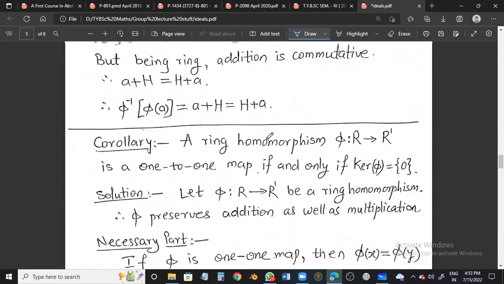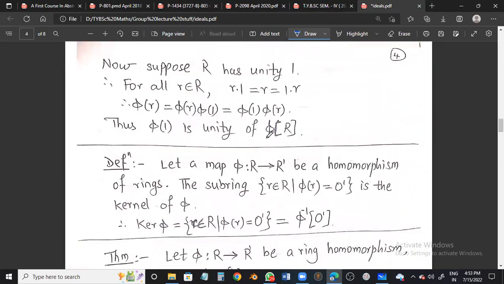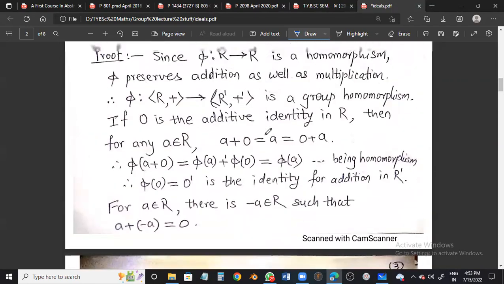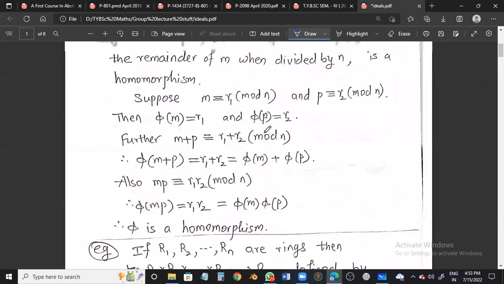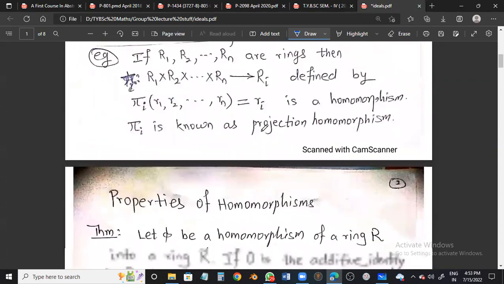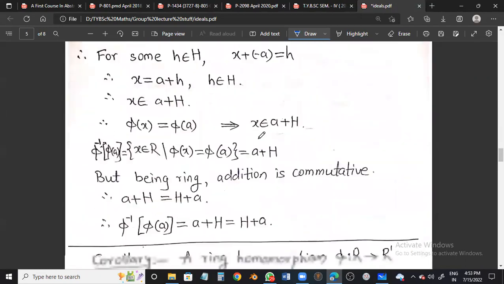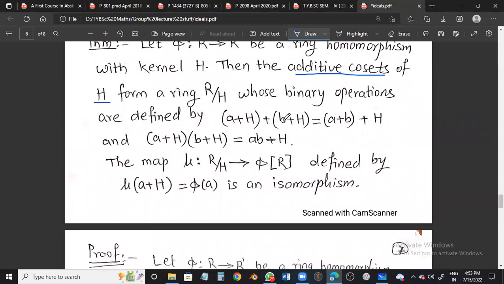So already we have written it over here. I think I have written it here somewhere. No, it is not there. Okay, doesn't matter. So what we are going to do is we are collecting all the cosets and the set of all cosets is nothing but R upon H.